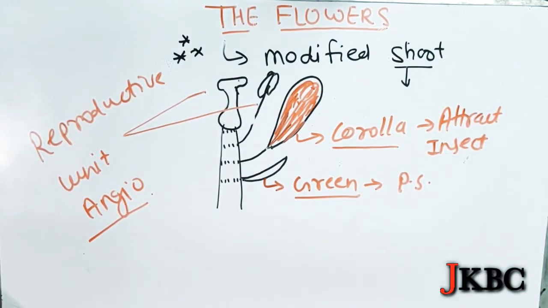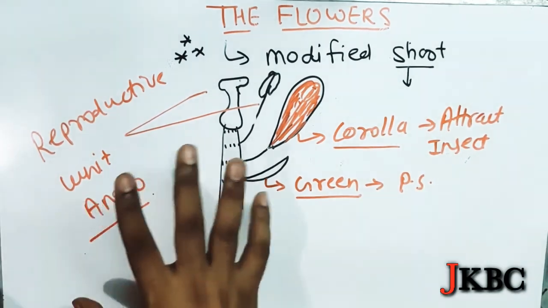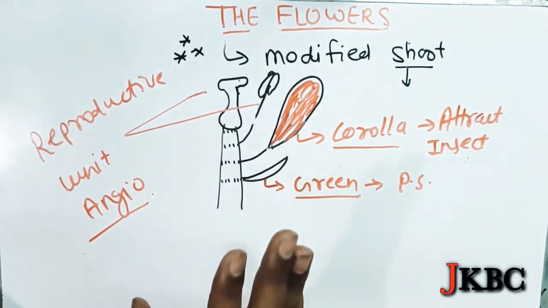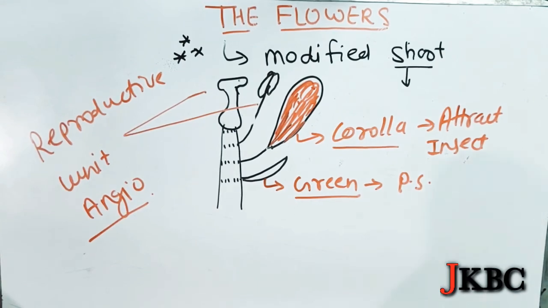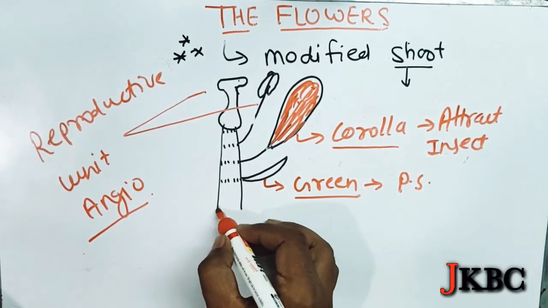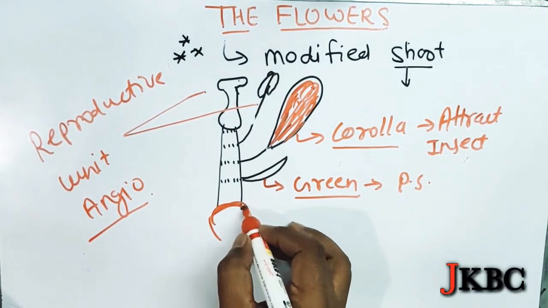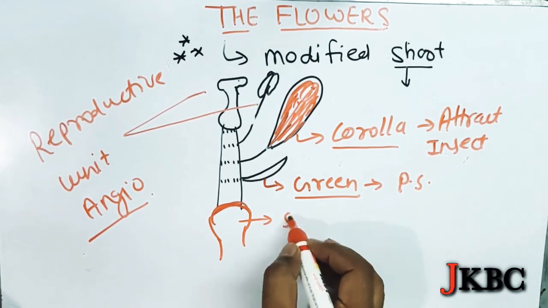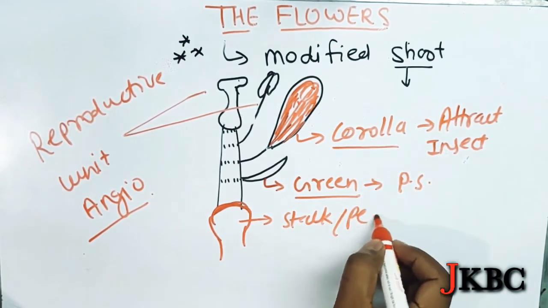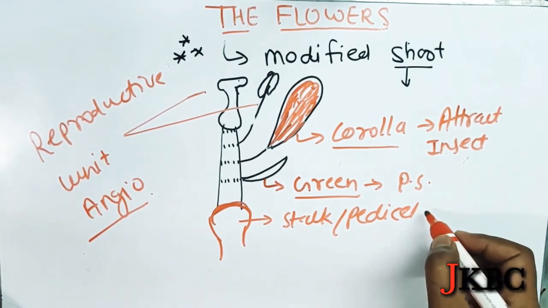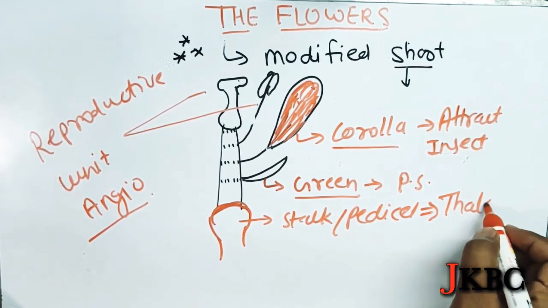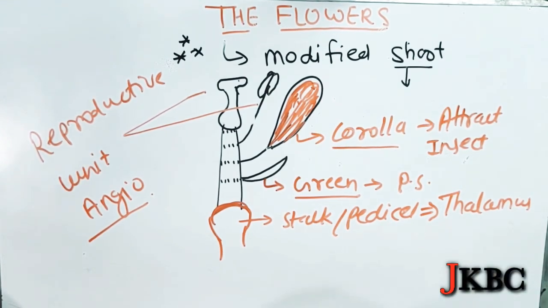Okay, so first we detail that all the four whorls are located on the thalamus. This is a NEET question in your medical exam: where are all the four whorls located? The answer is that they are located on a stalk or pedicel. This is the stalk or pedicel. The stalk and pedicel are called the thalamus. The thalamus is a question of your NEET exam.